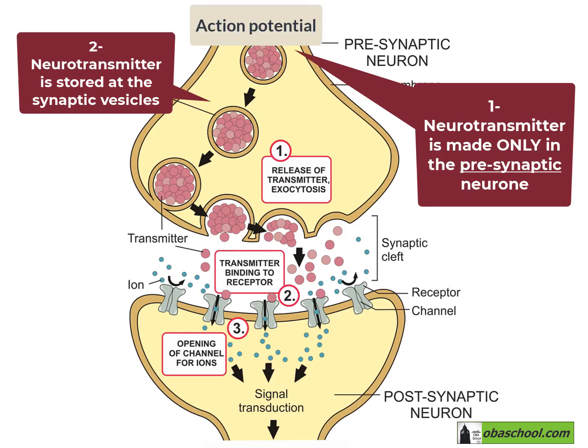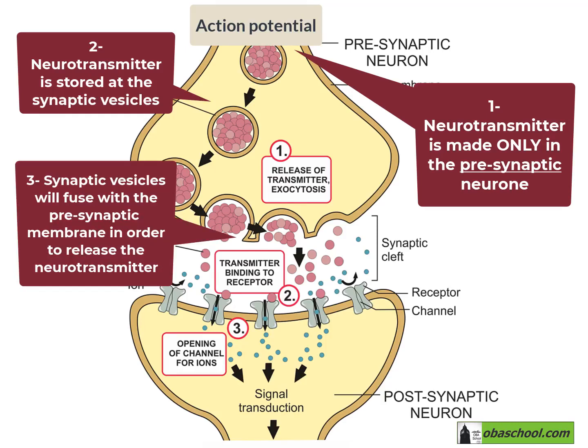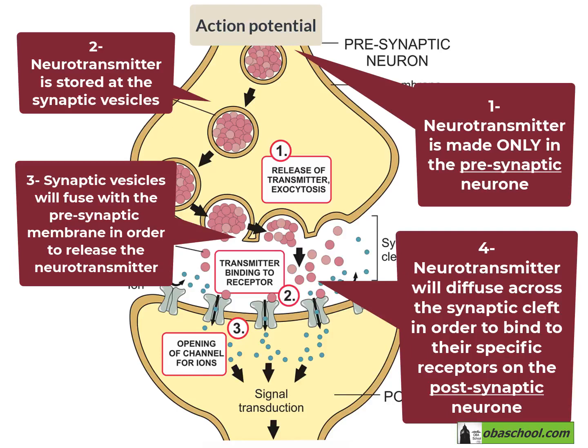When an action potential reaches the synaptic knob, the membranes of these vesicles will fuse with the presynaptic membrane in order to release the neurotransmitter. Then, when the neurotransmitters are released, they will diffuse across the synaptic cleft in order to bind to their specific receptor proteins that are found only on the postsynaptic neuron.